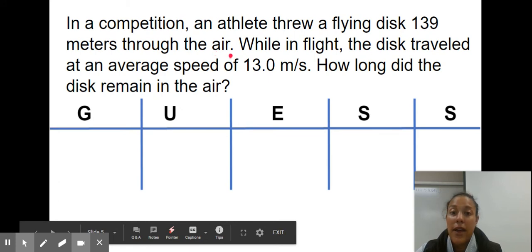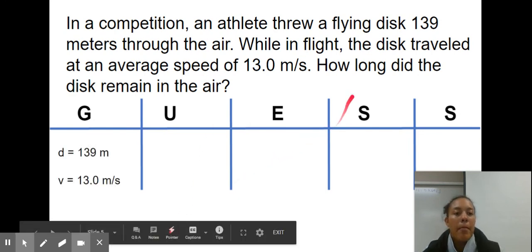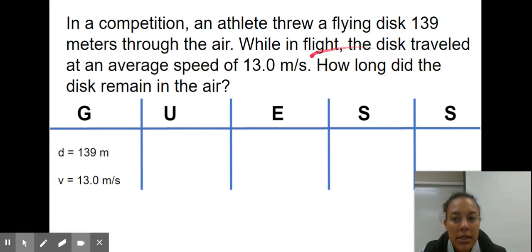All right, identifying my givens. Again, reading through. I knew he threw a disc, or she threw a disc 139 meters. Meters is a distance unit, so I know 139 meters equals D. And then I'm looking at the disc traveled at an average speed of 13 meters per second. A lot of our problems are going to state right before them which variable we're working with. So speed is V, which is going to be equal to 13 meters per second. The unknown, how long did it remain in the air? So how long, that's going to be our time unit.